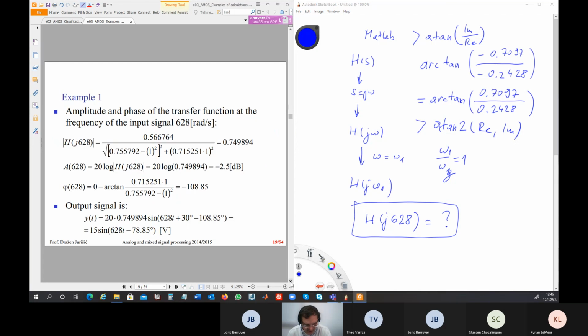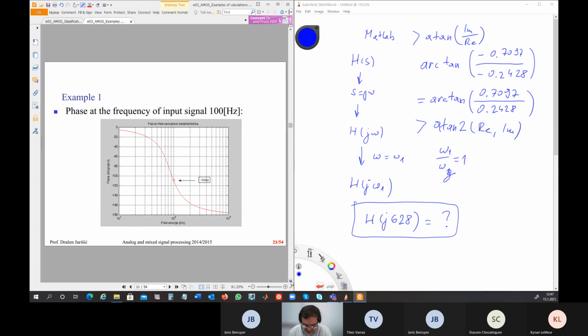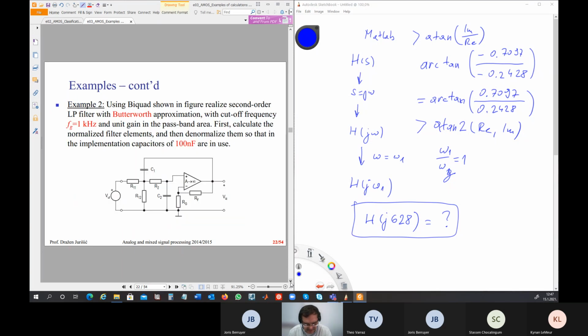Okay. So when you calculate correctly, you obtain this gain. If you apply 20 logarithms, you have minus 2.5 dBs, and you have here the following phase. The output signal is here. This is the plot of the signal, and this is the plot of the phase of the signal. And that's it. Now we continue with the second example.